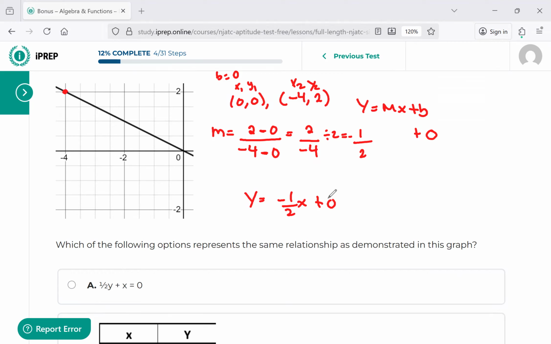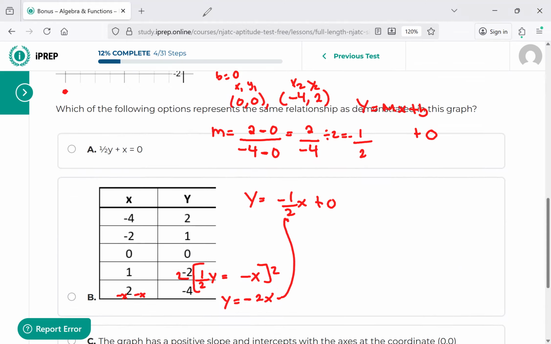Okay. So is it A? Well, I don't know because you kind of have to get y by itself. So what I would do is subtract x, you get 1/2 y equals -x, and then get rid of this 1/2 by multiplying everything by 2. So that's going to be y equals -2x. Okay, this is automatically no, right? This is our equation, y equals -1/2 x. No.